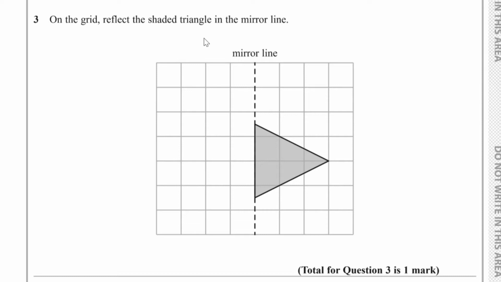Question number 3. On the grid, we have to reflect the shaded triangle in the mirror line. Well, this point is 3 units to the right from the mirror line, and so 3 units from the mirror line to the left would be over here. And so we join this point up with this point up with this. Here is the reflected shape.